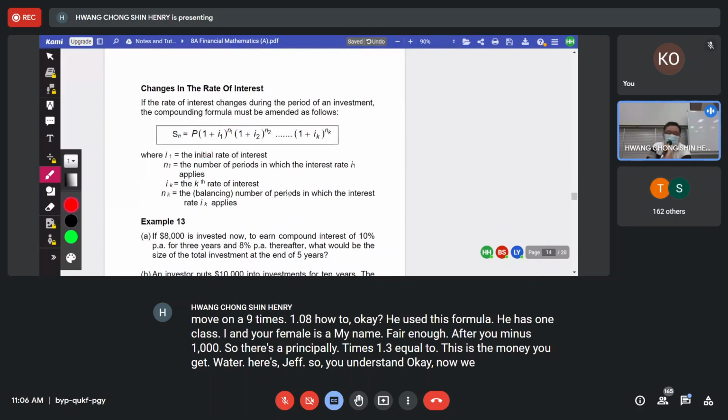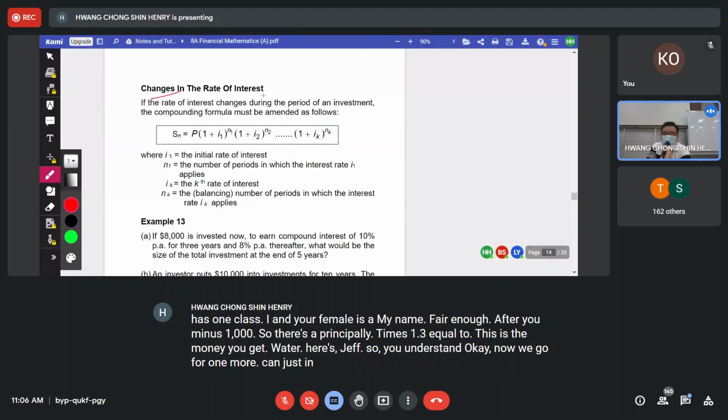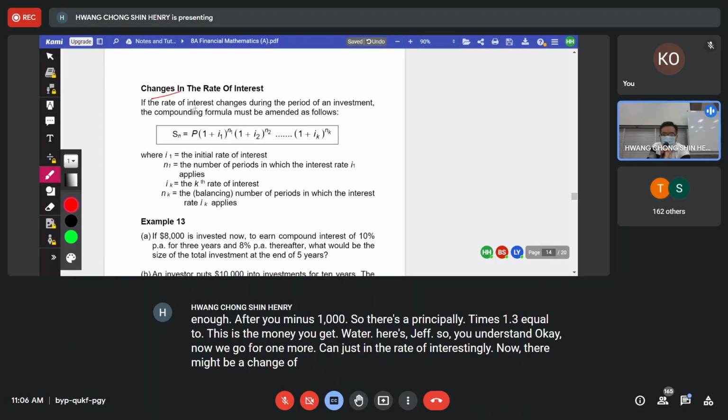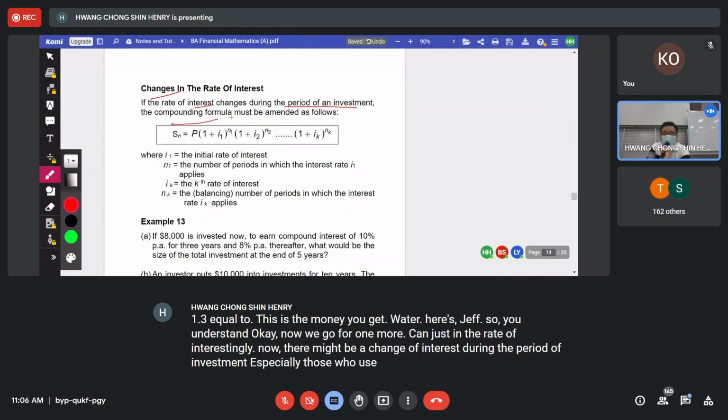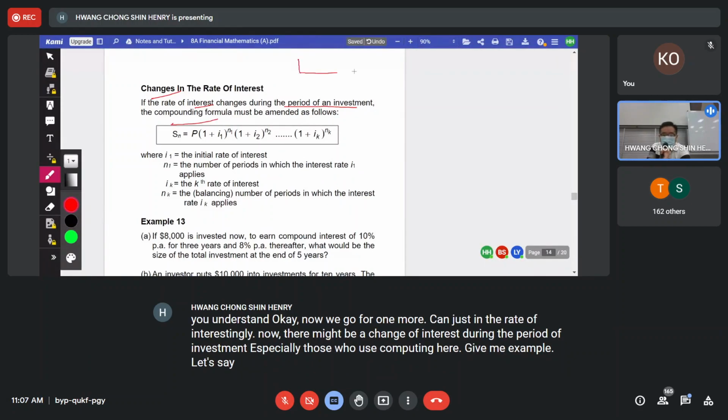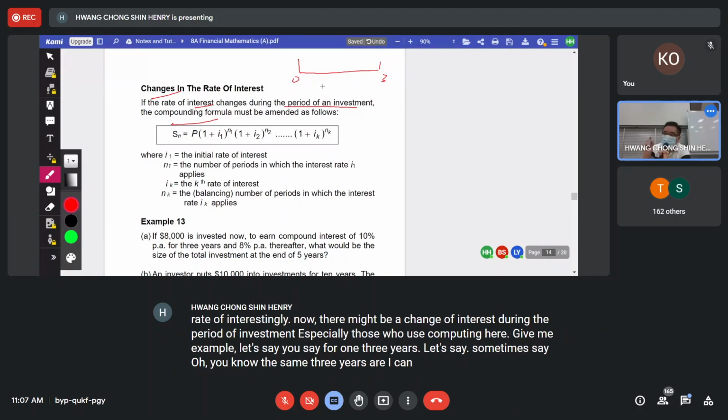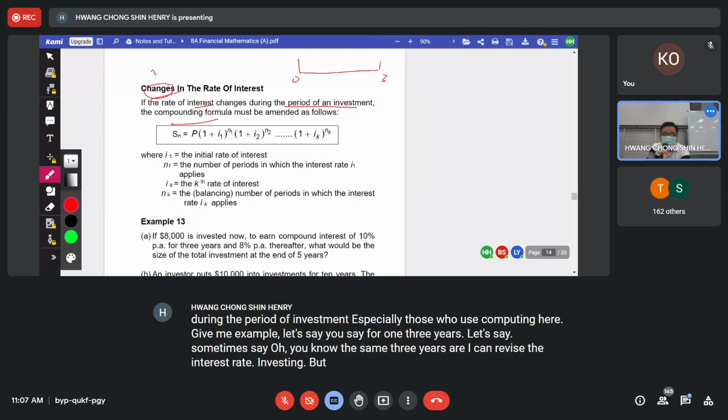Okay, now we go for one more: changes in the rate of interest. Listen carefully. Now, there might be a change of interest during the period of an investment, especially for those who use compounding. Okay, I'll give you an example. Let's say you save for 3 years, and the bank says, I can revise the interest rate. Revise means changes. Revise means it can go up, it can go down.